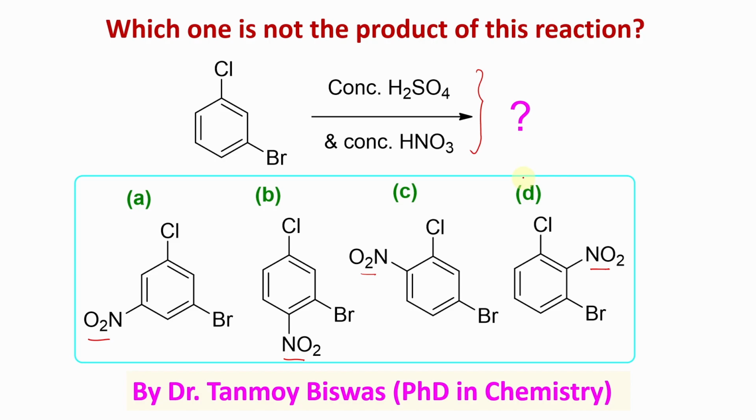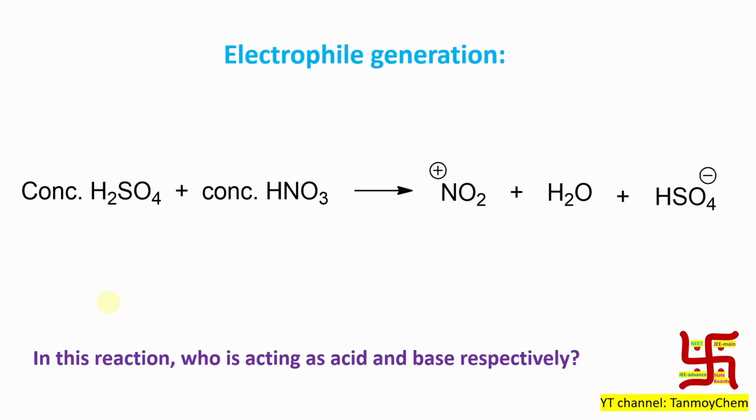And how can you remember the electrophile? Obviously, students, whatever group is attached here, like NO2, put a positive charge on it. So you'll get the electrophile. So here aromatic electrophilic substitution takes place. The question is where the nitration will take place. The question is about the regioselectivity. So first look at the electrophile generation.